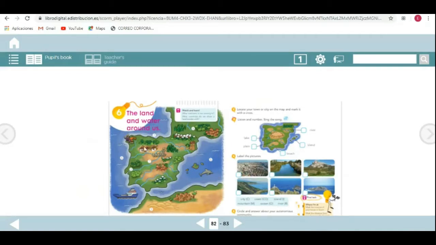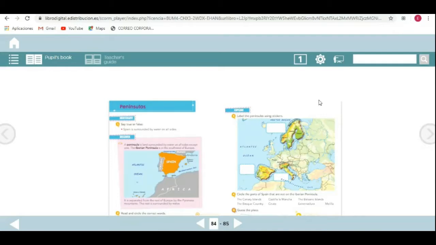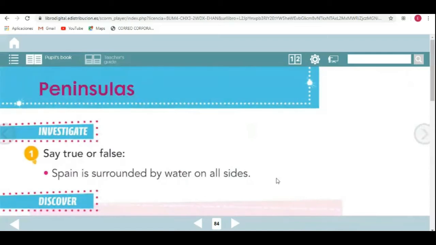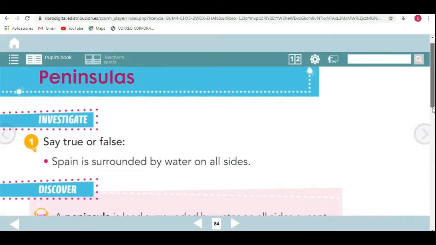This is the Iberian Peninsula, sorry, because here we can find Spain and Portugal. And what you have to write is if Spain is surrounded by water on all sides. Remember, all sides. Not only one part, not only two, all sides. And when you answer, write here true or false. Next one.